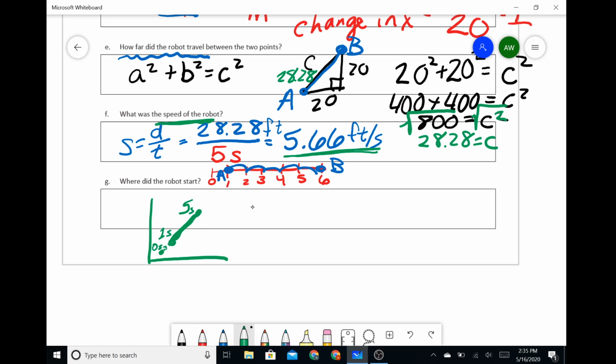So what we're going to do instead is we're going to find what is the speed in just one direction, right? So instead of this diagonal speed, how fast are we moving in the x direction?